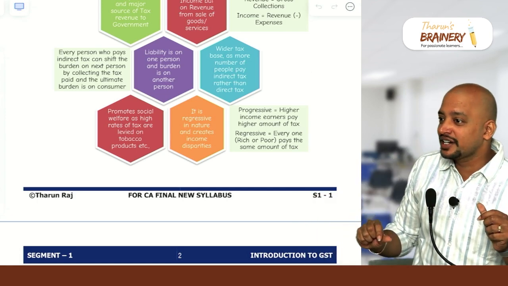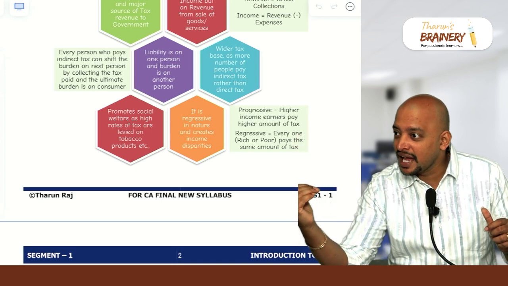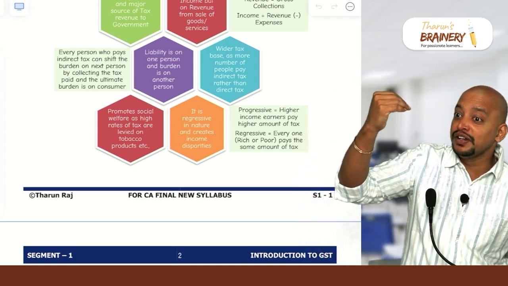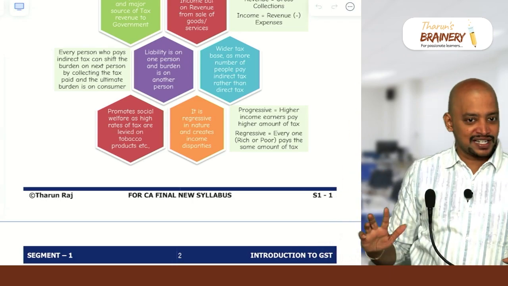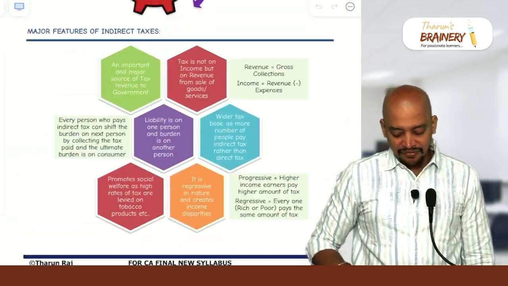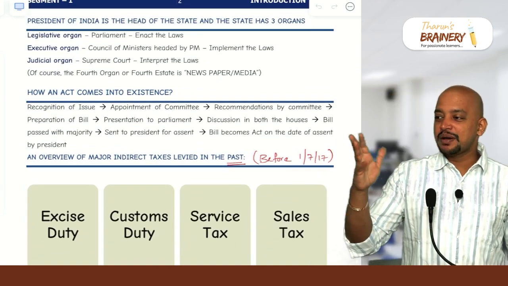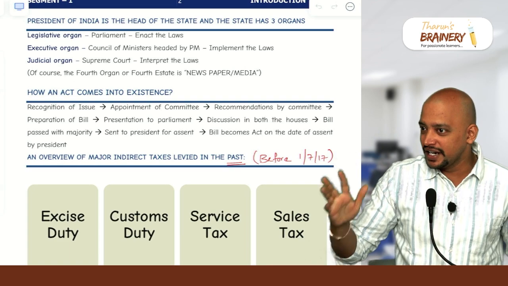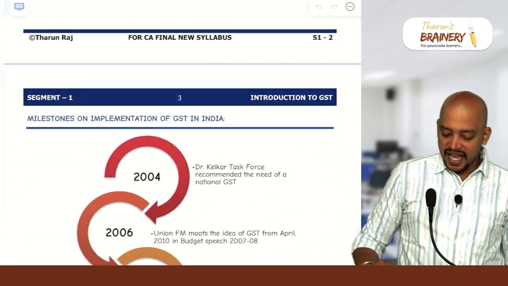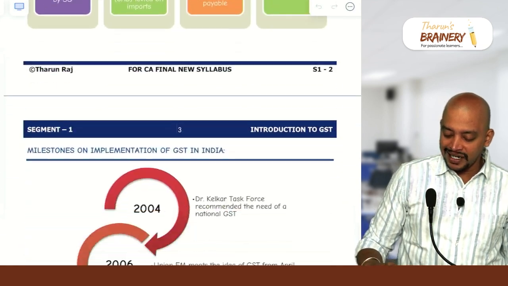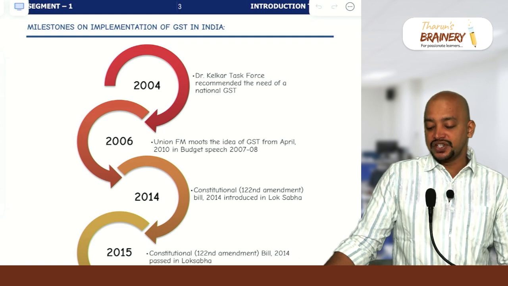But direct tax is not like that. Low income earning people will pay lesser income tax, and high income earning people will pay higher income tax. Correct? That is progressive versus regressive. So these are some features of indirect taxes. You don't have to remember this, just for knowledge's sake. Then, this aspect we have seen already: the various old indirect taxes and milestones in the implementation of GST.